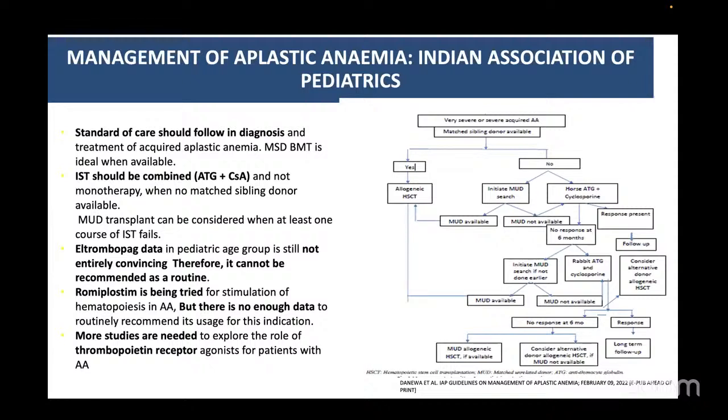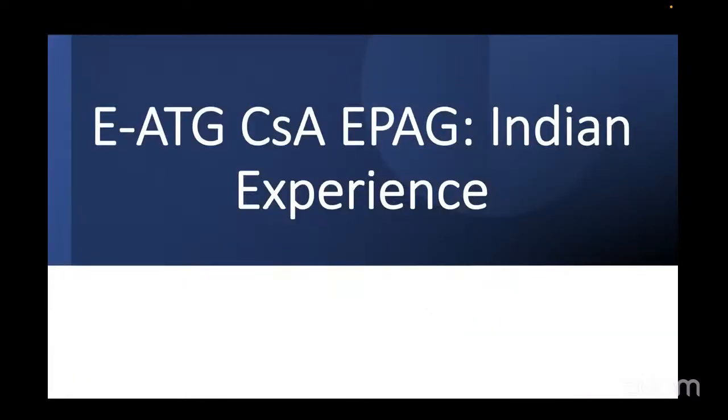Romiplostim is being tried for stimulation of hematopoiesis, but because it does not have tri-lineage potential and there is not enough data, it's not routinely recommended as of yet. More studies are obviously needed to explore the role of thrombopoietin receptor agonists for patients with aplastic anemia.